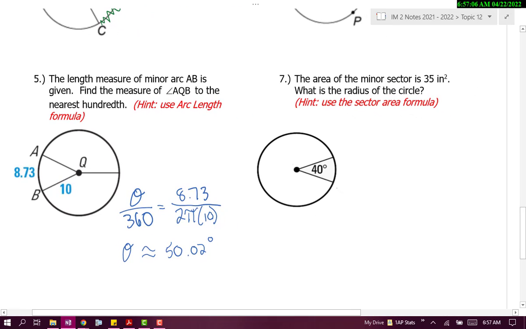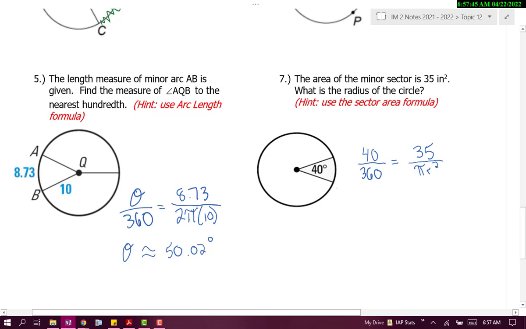Now again, if we didn't here, this is what it would look like. So 40 over 360 equals the area of the minor sector. So we're talking about area now, not arc length. So that would be our area of a sector, which in this case is actually 35 inches squared, over the area of the circle. We don't know the radius, so that's pi r squared.